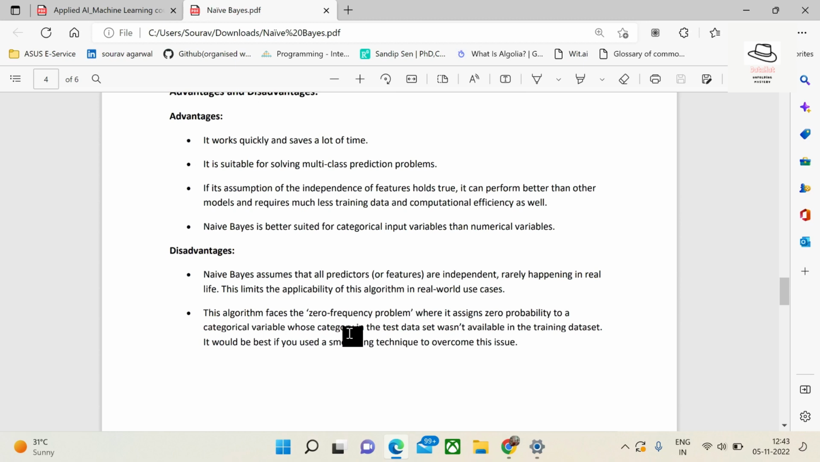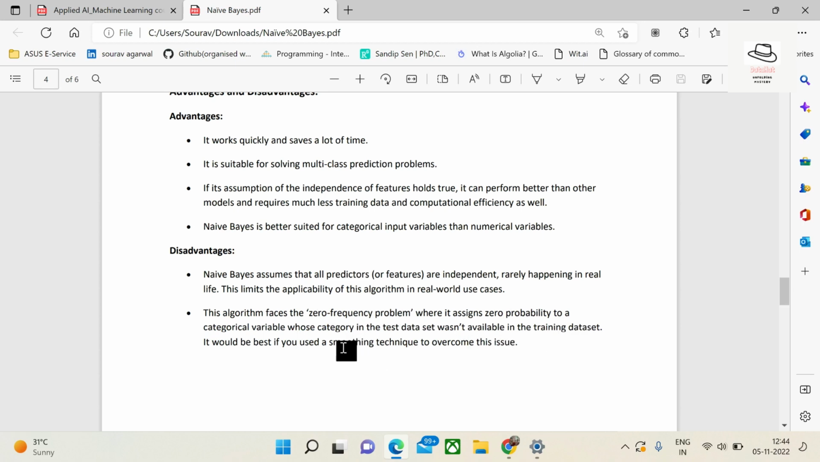So it has a high bias. Assuming that each of the input features are independent of each other is very rare to find in our real world space. So the assumptions at many times in our real world scenarios do not hold true, and our performance is not as expected. The algorithm faces the zero frequency problem, where it assigns zero probability to a categorical variable whose category in the test dataset wasn't available in the training dataset.